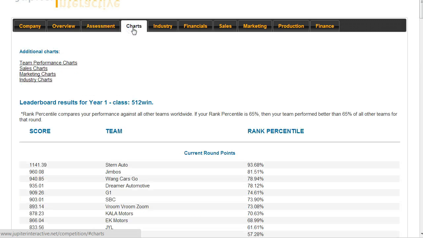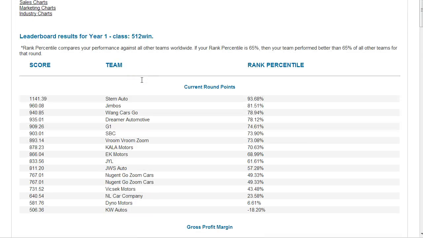Okay, so let's look at charts. Now, here we could see these are tables. I'm not going to get to charts for a minute. So as far as points, Stern Auto earned an astonishing 1,141 points in round one, and they beat 93% of all the other simulation players for the past, I think this goes back to 2 years. So an incredible job by Stern Auto.